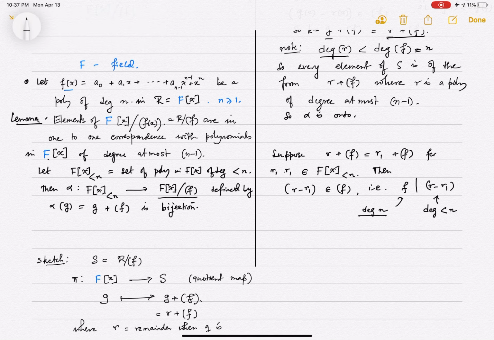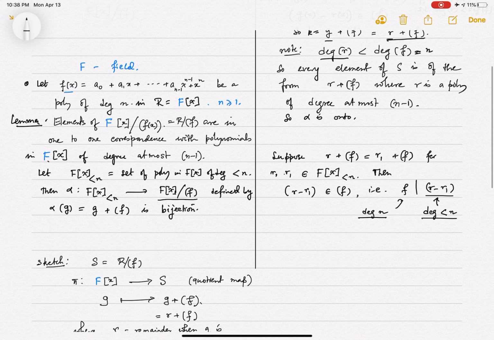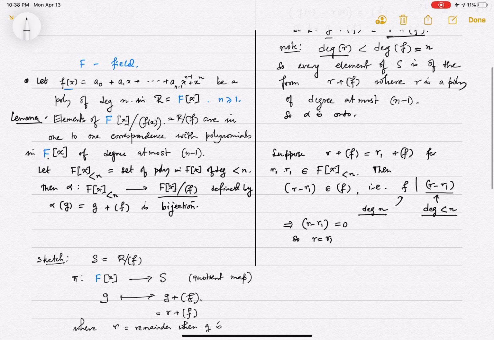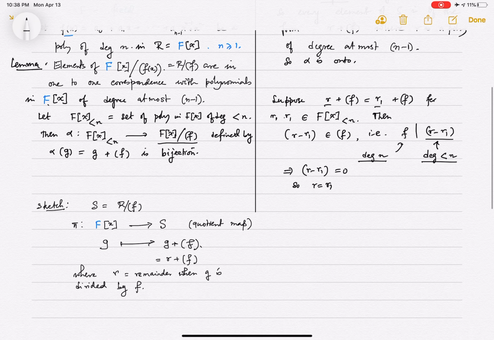Now a degree n thing can only divide something of strictly lower degree if that something else is actually 0. Because otherwise, any non-zero multiple of a non-zero thing will have strictly bigger degree, right? So this implies that this difference is 0. So r is r1. So if two low-degree polynomials represent the same coset, then those polynomials are the same. Okay. So that sort of proves the lemma.